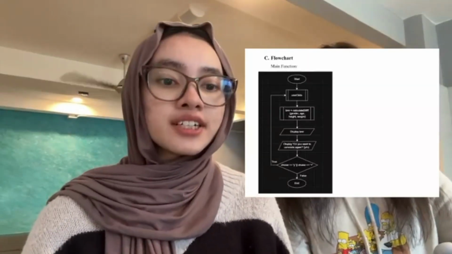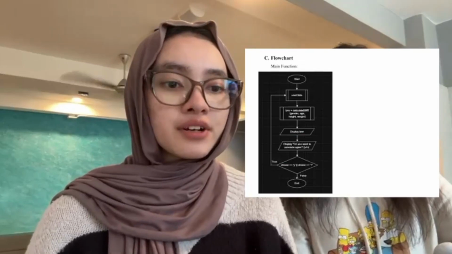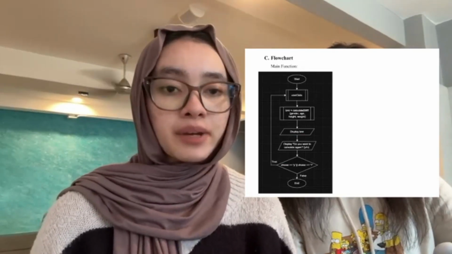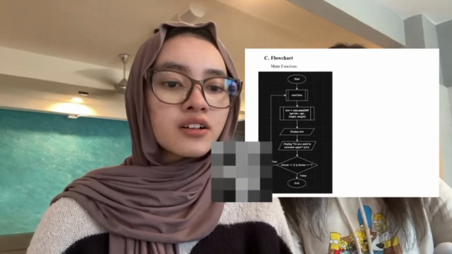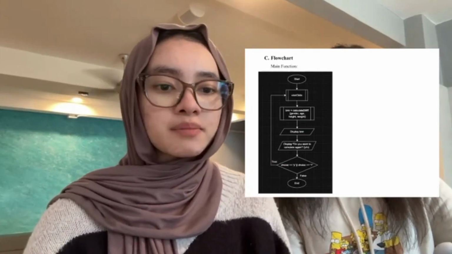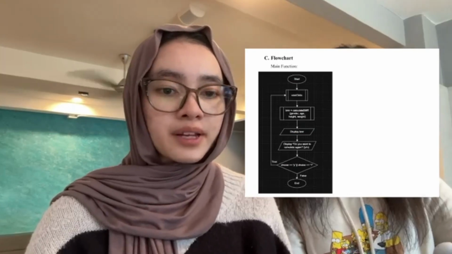Both paths then converge at a final oval, which is return BMR. The last flowchart is for the main function, where it starts with a start oval. It then flows into a rectangle calling the user data function, which collects the user's information. Next, another rectangle calls the calculate BMR function, passing in the four values. The result is then displayed using a parallelogram labeled display BMR.